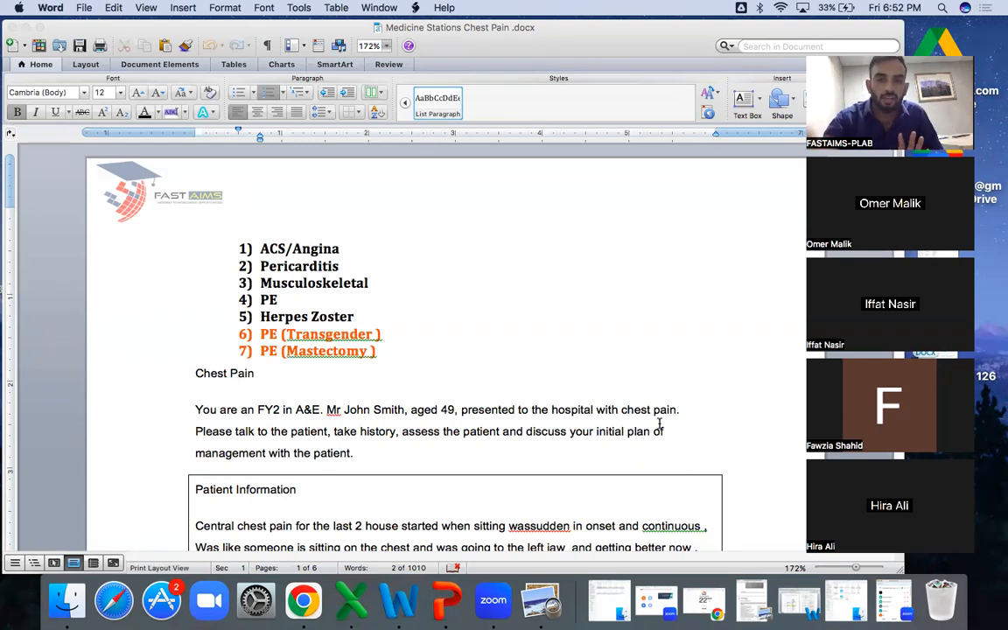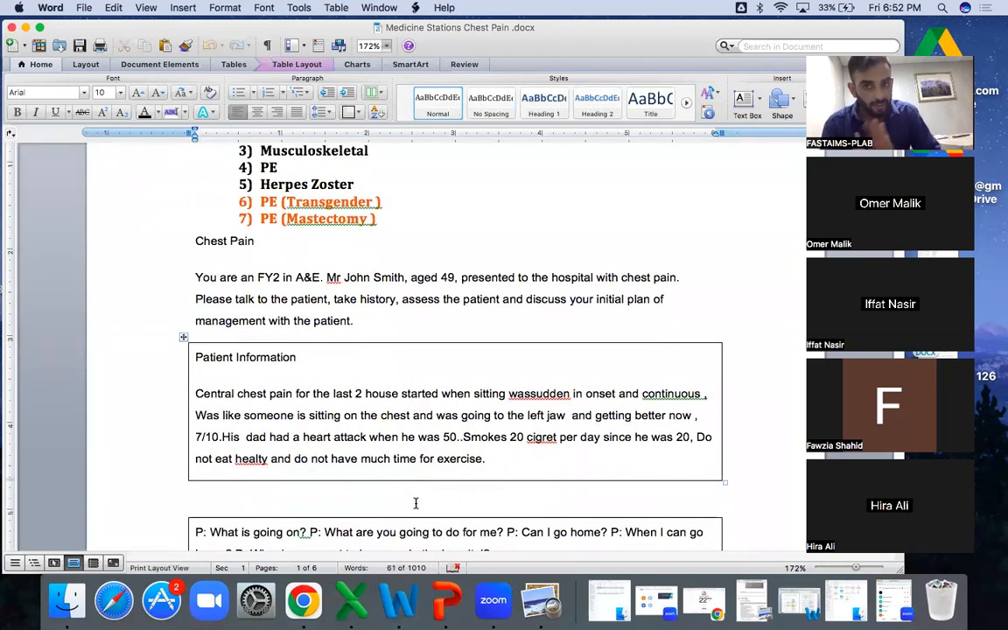Okay, for example, the patient is age 49, presenting with chest pain. Talk to the patient, take history, assess the patient. This is common everywhere. So okay, come forward. How will we be doing that?